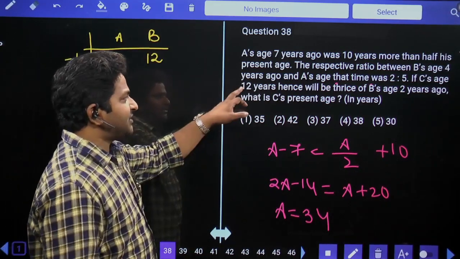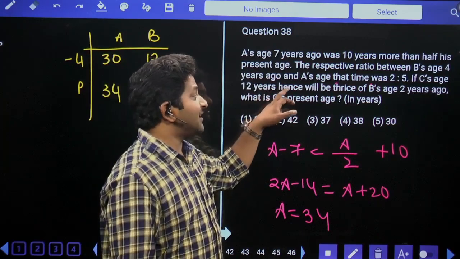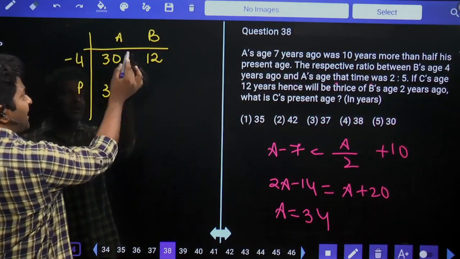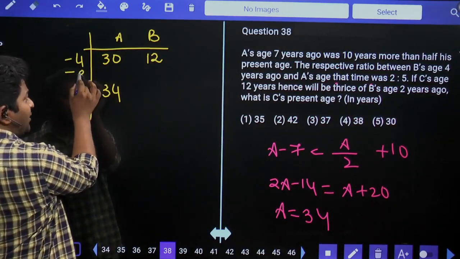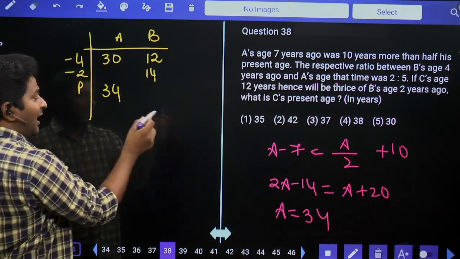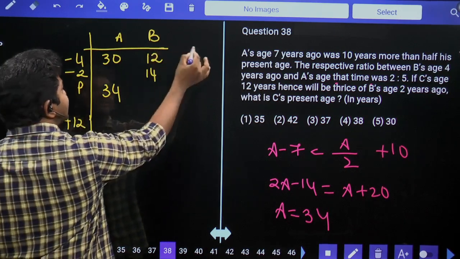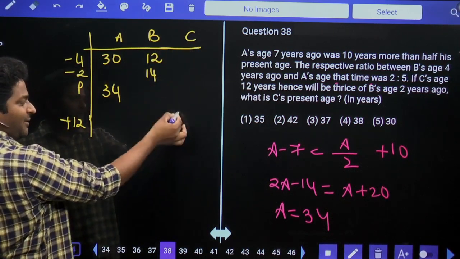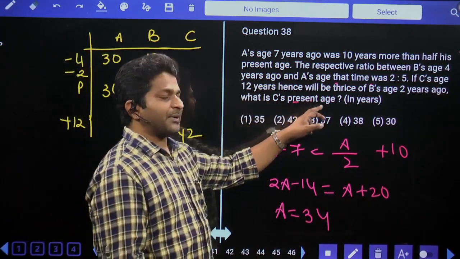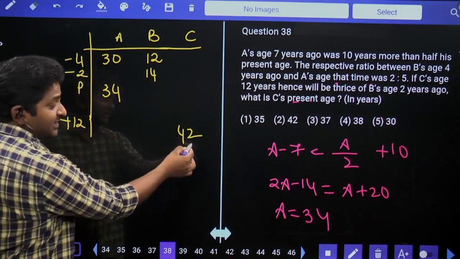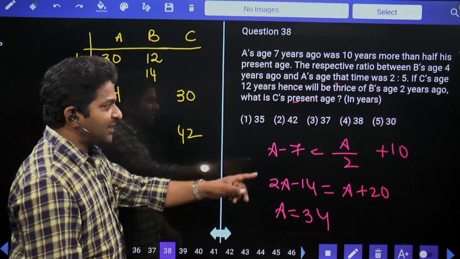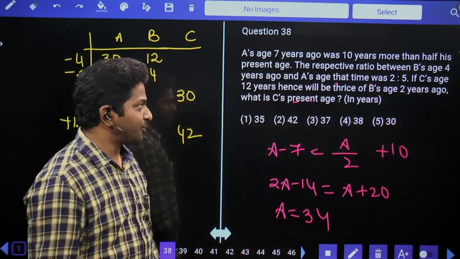Now, C's age 12 years hence will be thrice of B's age 2 years ago. 4 years back, B's age was 12. Then 2 years back, in a sense, there is a gap of 2 years. You need to add 2 years, that becomes 14. And after 12 years, C's age is going to be 3 times of this number. 14 times 3 is equal to 42. What is C's present age? 12 years after, C will be 42 years, then present age is 42 minus 12, that is equal to 30. So 30 is our right answer, which is equal to the fifth option.